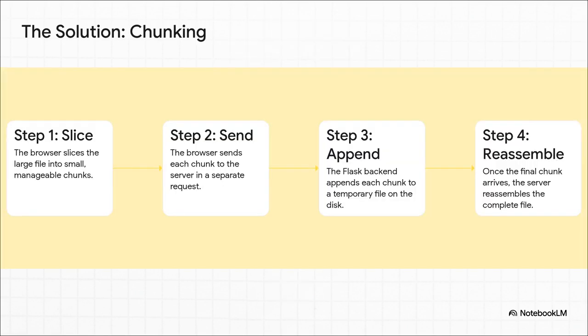The solution here is really elegant. It's called file chunking. Instead of sending one giant file in one giant request, the browser slices it up into little manageable pieces before sending anything. Think of it like this. Instead of trying to mail an entire encyclopedia at once, you mail it one page at a time. Your server gets each tiny chunk, appends it to a file on the disk, and your memory usage stays nice and low and flat, no matter how huge the upload is. It's a total game changer.